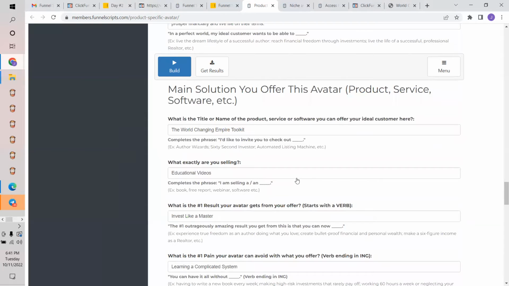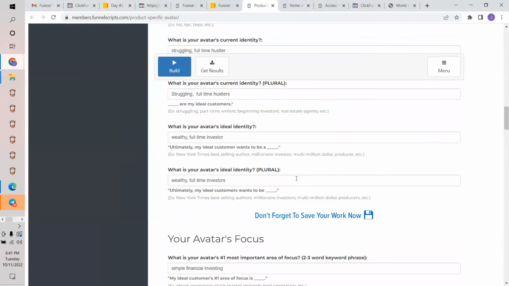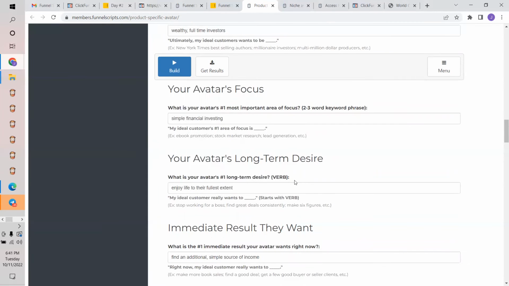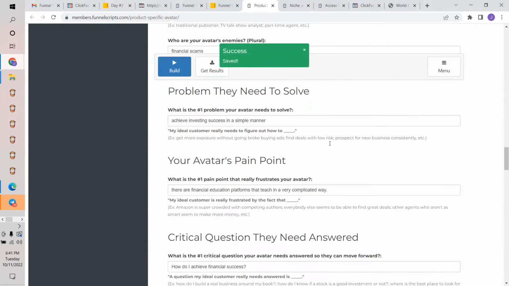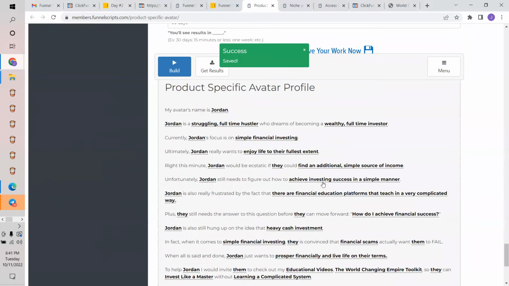Okay, so let's go back here. Gotcha. Okay, let's change that. Let's save this and let's build this. Fortunately, Jordan still needs to figure out how to achieve investing success in a simple manner.